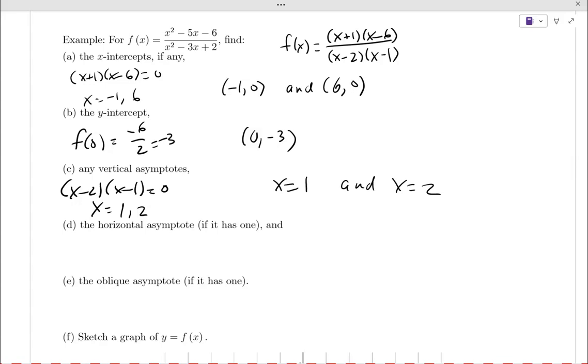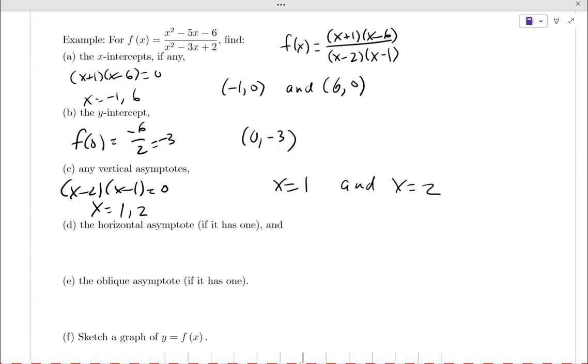Before we answer the next two, can you have a horizontal asymptote and an oblique or a slant asymptote at the same time? No. If you have one, you can only have one of them, right? You may not have either, but you can't have both. One's an asymptote that looks like this. One's an asymptote that looks like this, right? Which do we have in this case?